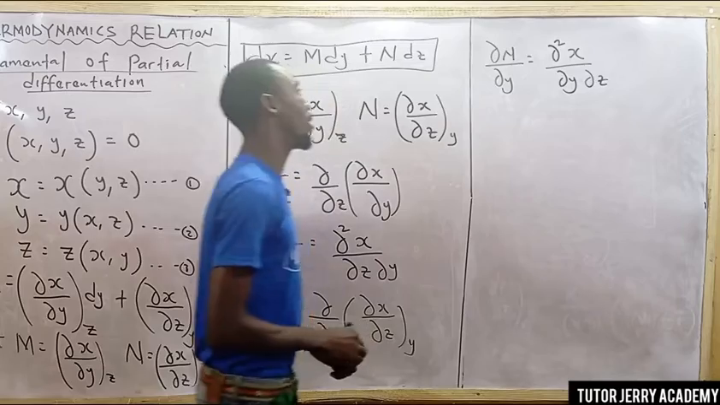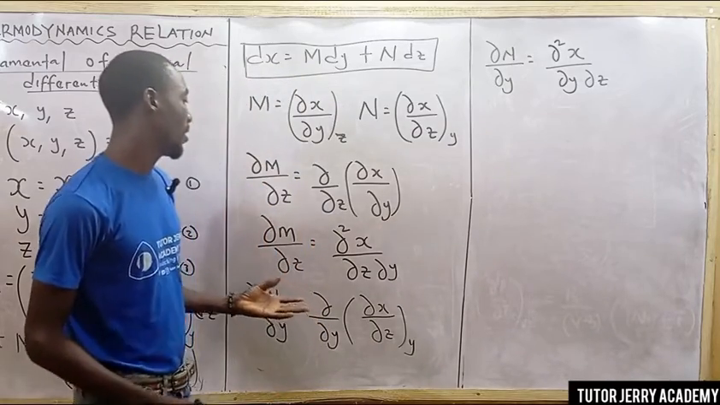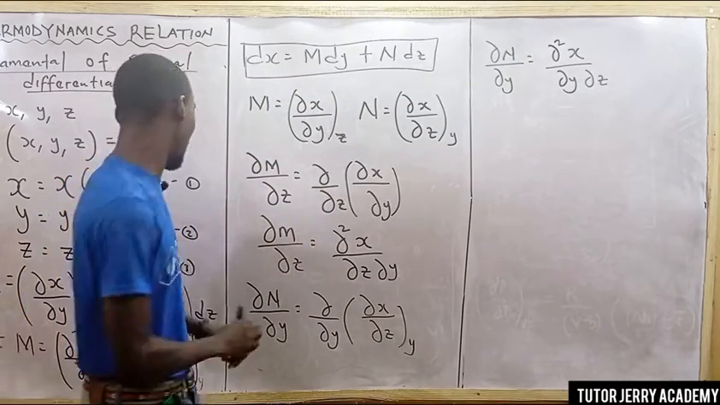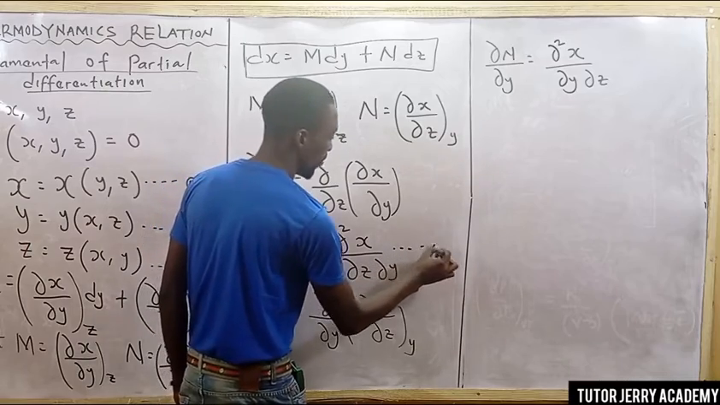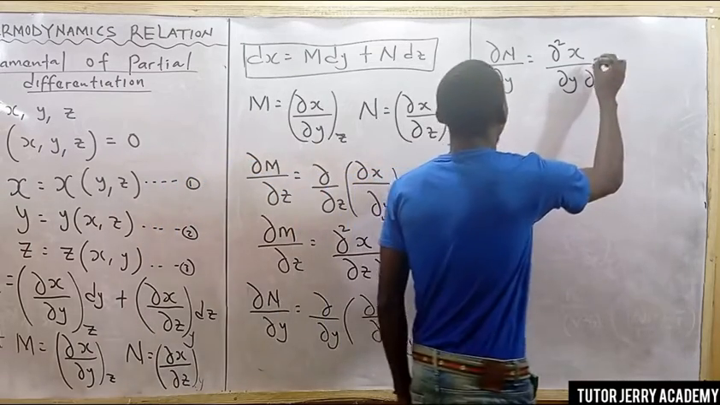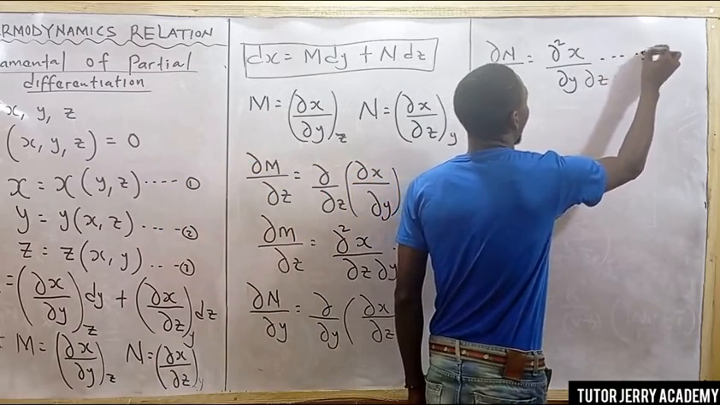All right, so now you can see that this equation here, let's call this equation number 4, and let's call this equation 5.